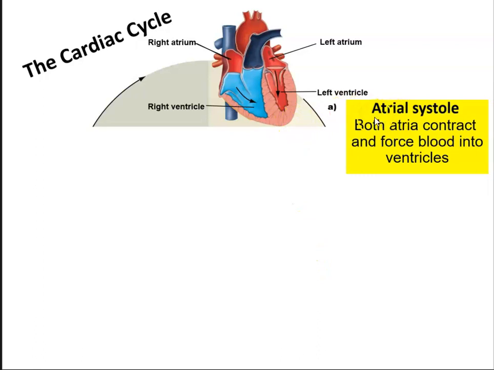First we're going to talk about atrial systole. This is when both atria contract and force blood into the ventricles. So the right and left atria will contract at the same time, forcing blood into the right and left ventricles respectively.